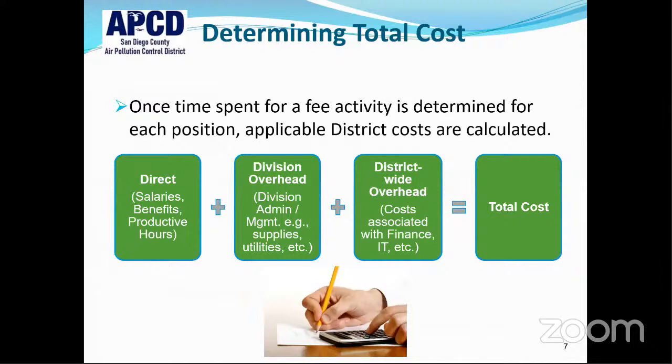This slide shows how the district determined the total cost for its services. Total cost is calculated by taking the time spent for each fee activity to determine the direct cost for the productive hours of salaries and benefits, then adding the divisional overhead plus the district-wide overhead. An example of divisional overhead are supplies, and an example of district-wide overhead are information technology costs.